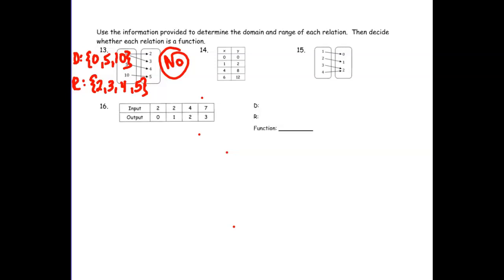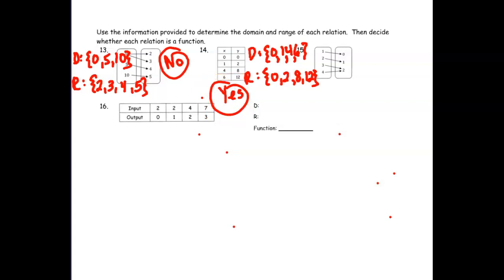Okay, 14. If we listed our domain, it would be all of the x values, 0, 1, 4, and 6, and our range would be all of our y values, which would be 0, 2, 8, and 12. If we look at that, we have the input 4 going to 8, and then we have the input of 6 going to 12. Nothing is duplicated from our input, so it would be a function. So let's write yes.